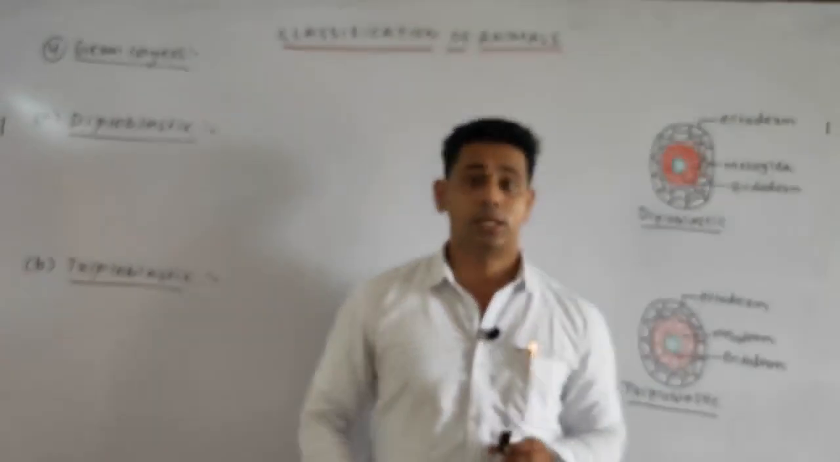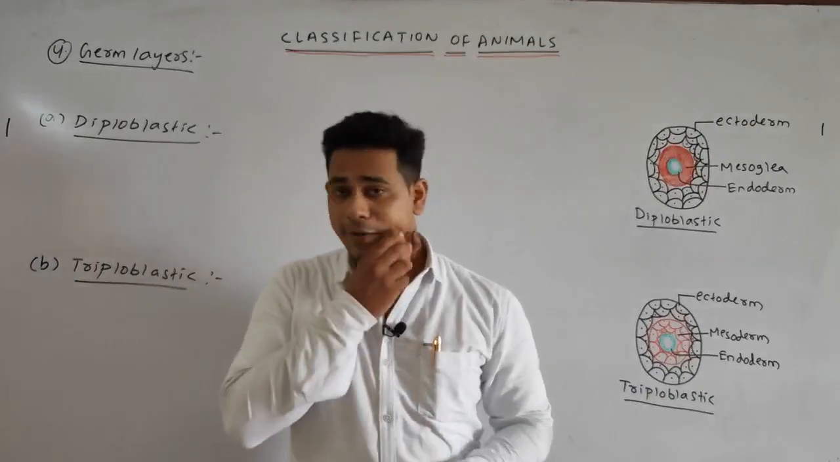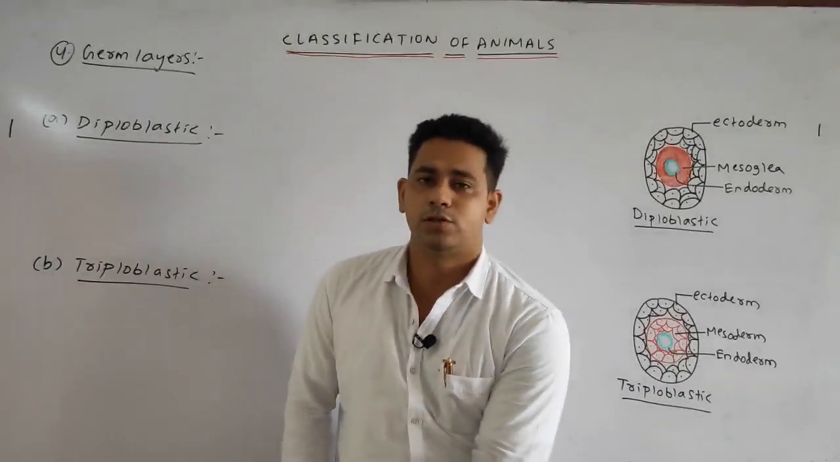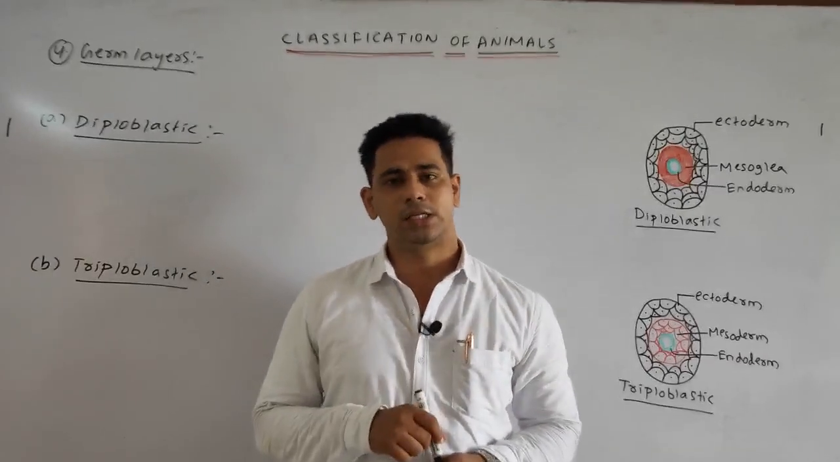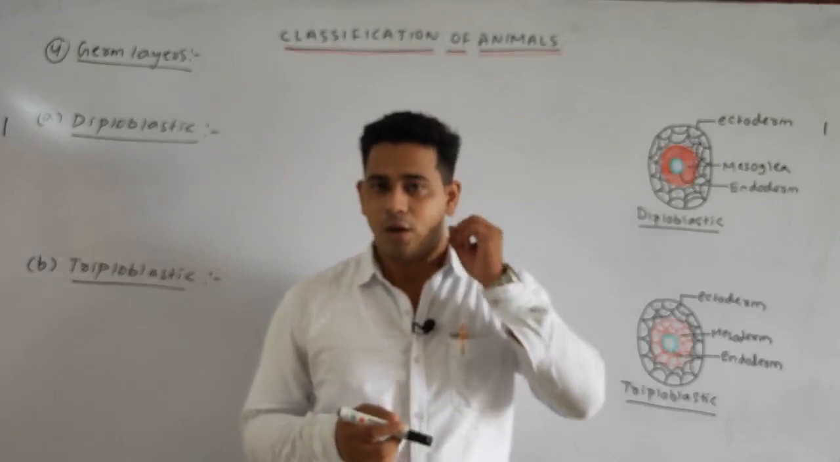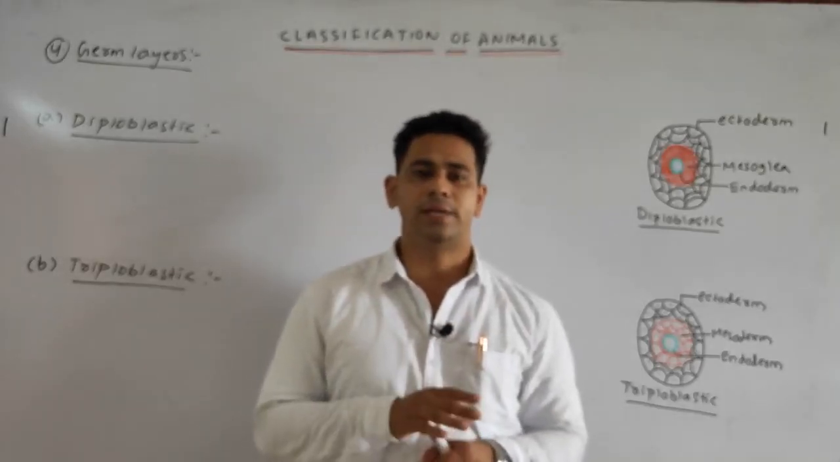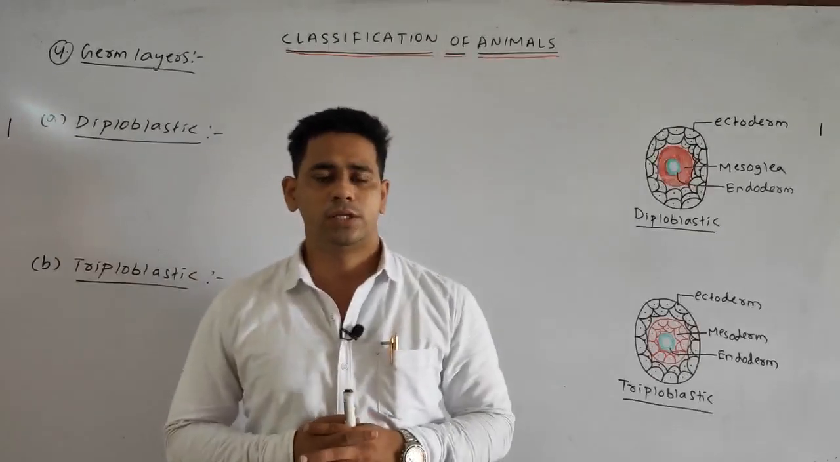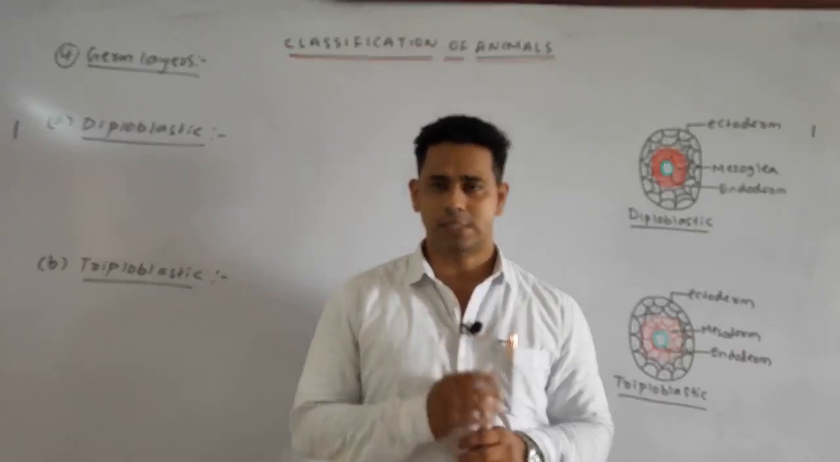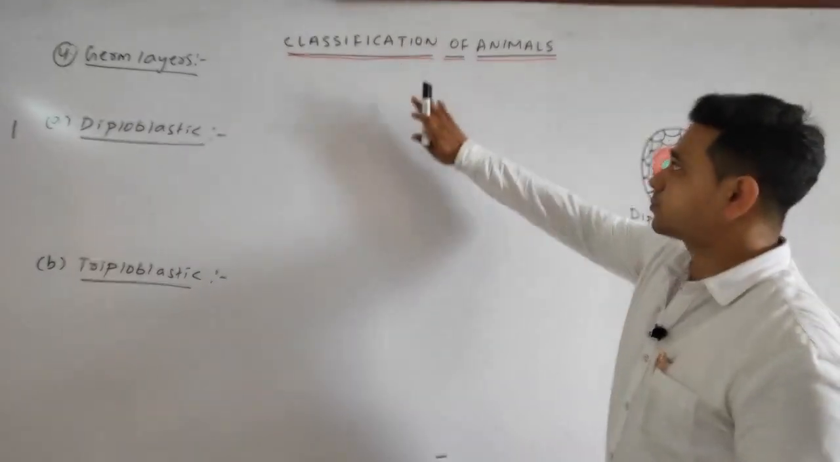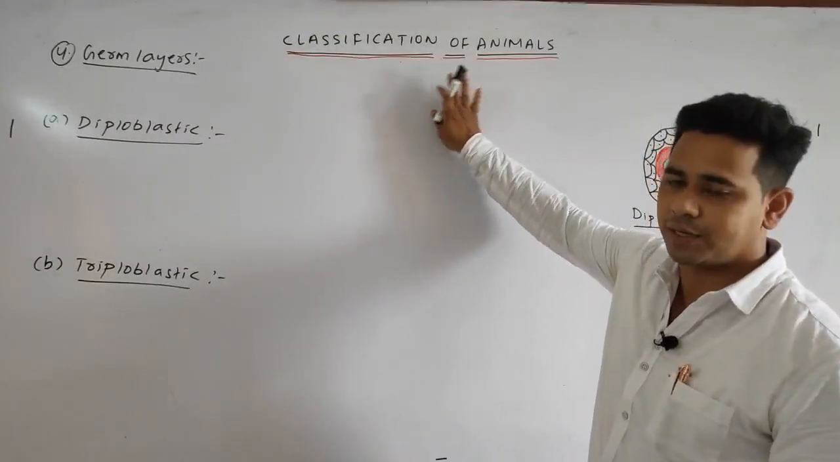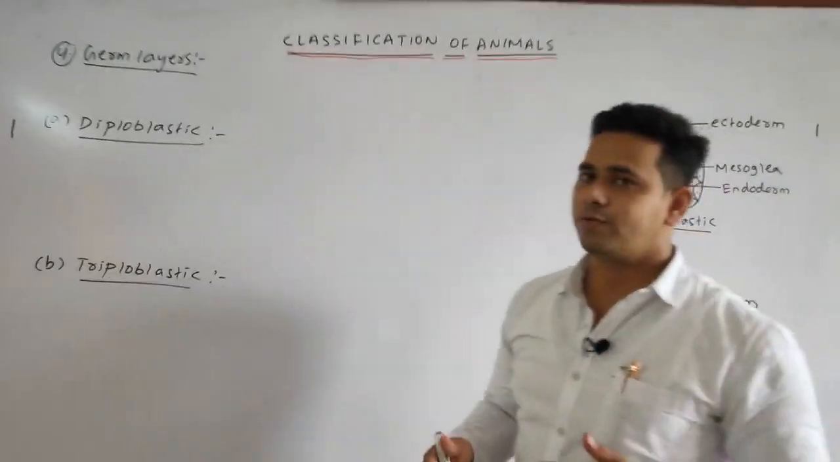Further we discussed symmetry, in which we discussed two types. One is asymmetrical, the other is symmetrical. In the symmetrical we discussed two further types: one is radial symmetry, and then we discussed bilateral symmetry. So this much we discussed in our previous class. Today we will discuss the next segment of the classification of animals, classification of animals part 2.